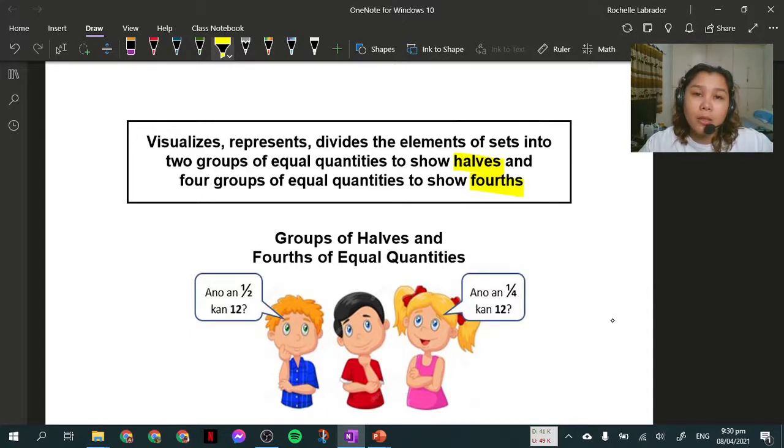Previously, we had a whole, so this time, these are into sets. So, sets into halves and sets into fourths. So, groups of halves and fourths of equal quantities. What is 1/2 of 12? What is 1/4 of 12? So, aside from one whole, we can also identify 1/2 and 1/4 of given numbers.